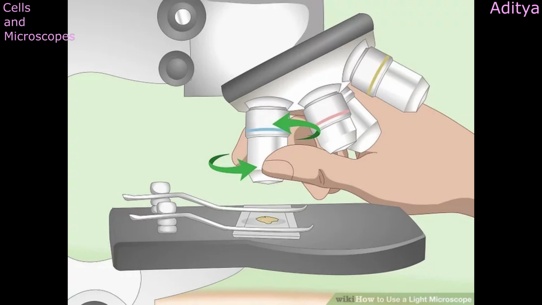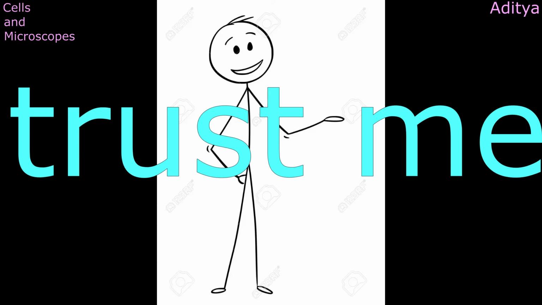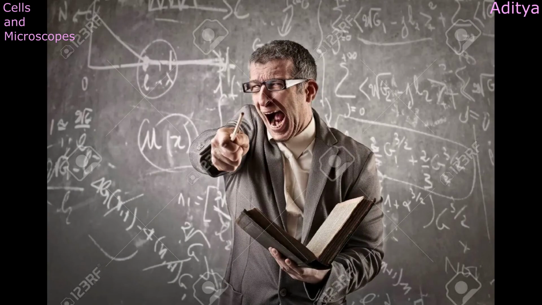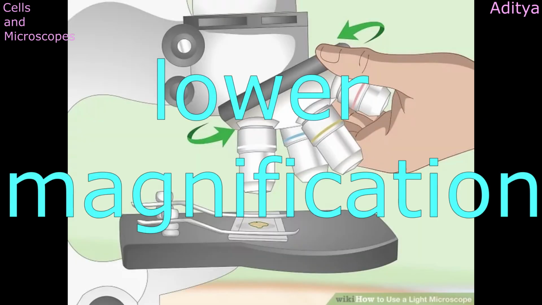Do not use the coarse focusing wheel, which you should have been using, since you can break the slide and damage the objective lens. And trust me, from experience, this will not make your teachers happy. If you cannot see your specimen clearly enough, then go back to the lower magnification.